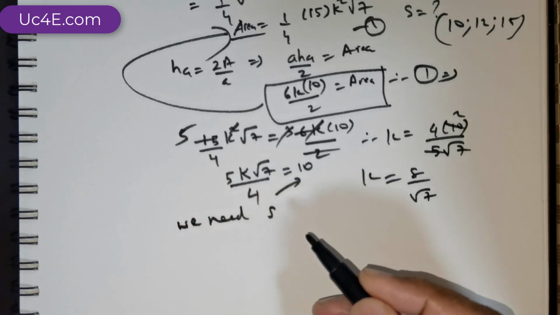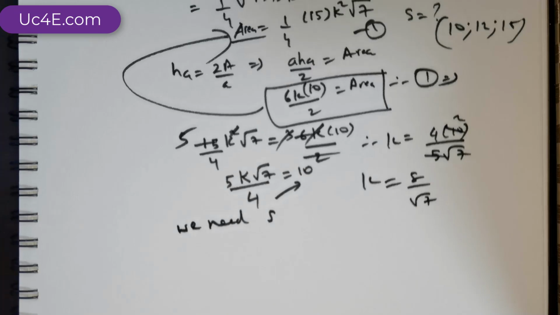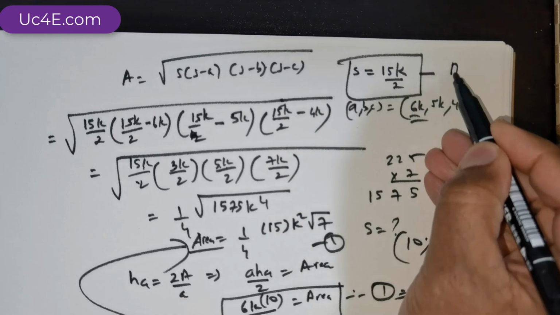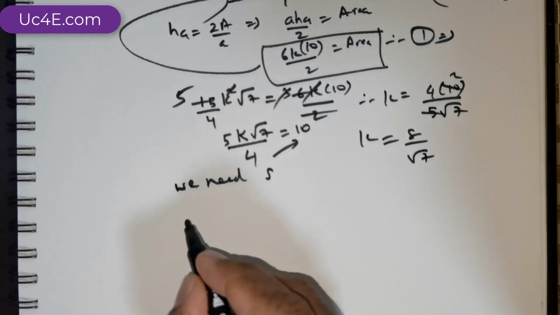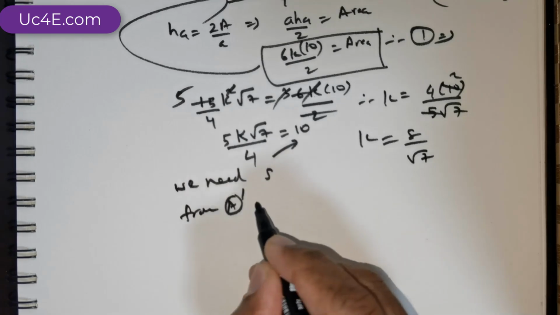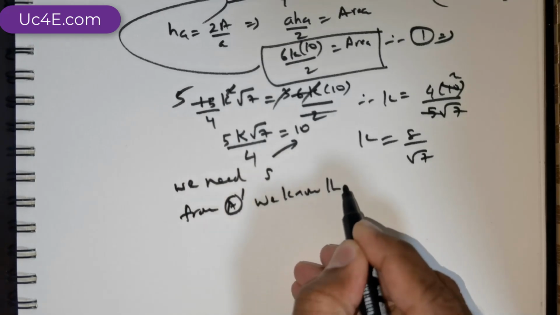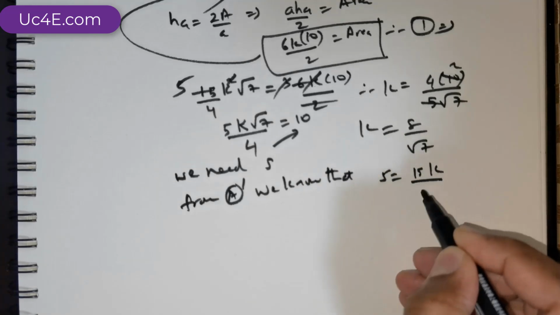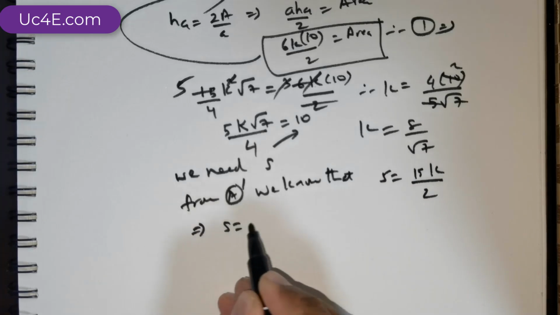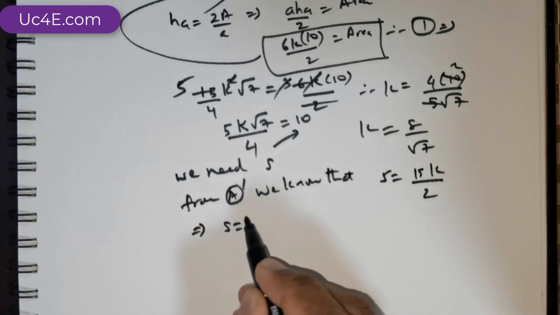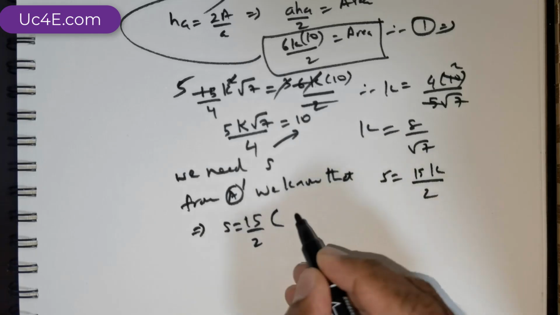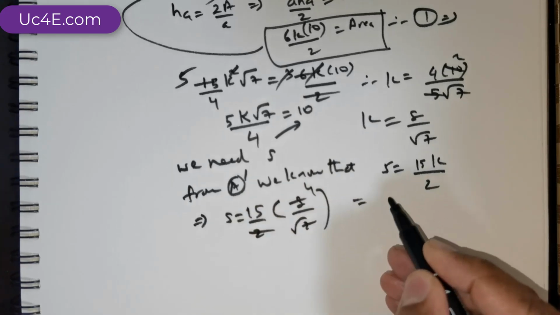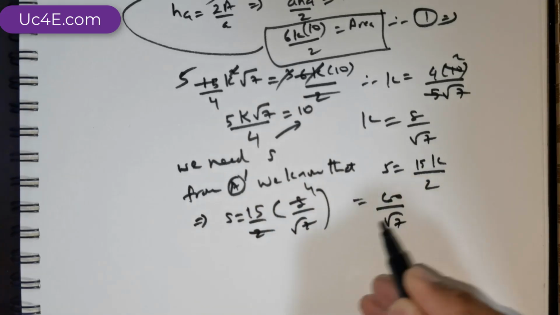need s, right? So what is the connectivity? You see that? This is the connectivity that we will use. Say, let me take this as some a dash. So from a dash, we know that s is equal to 15k divided by 2. This would mean s is equal to, substitute the value of k, 15 divided by 2 times k, which is 8 over root 7. 2 divides here 4 times. 4 times 15 is 60 divided by root 7.